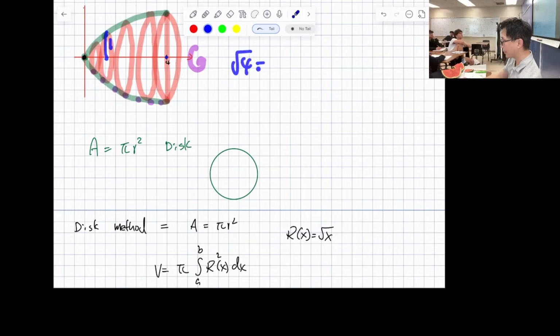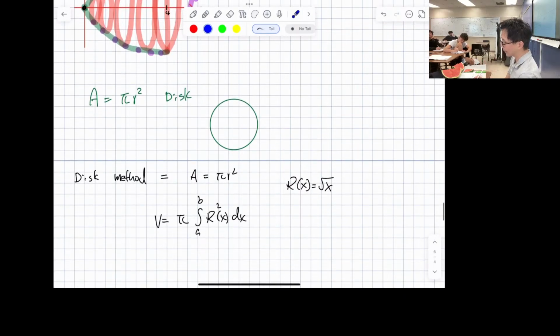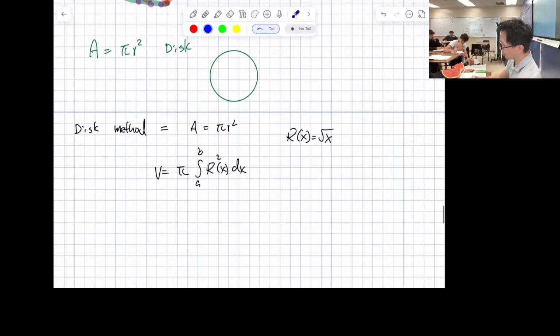Square root of 4 is what? 2. My radius is 2, right? And anything between is going to be square root of whatever number is. So in this case, can I say it's r of x equal to square root of x? Because that's a radius. So then you say, okay, well, in terms of this situation, V is equal to pi integral between a to b of square root x.